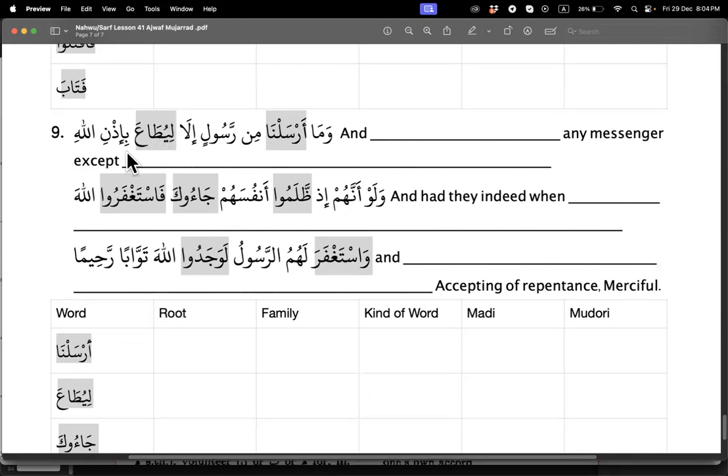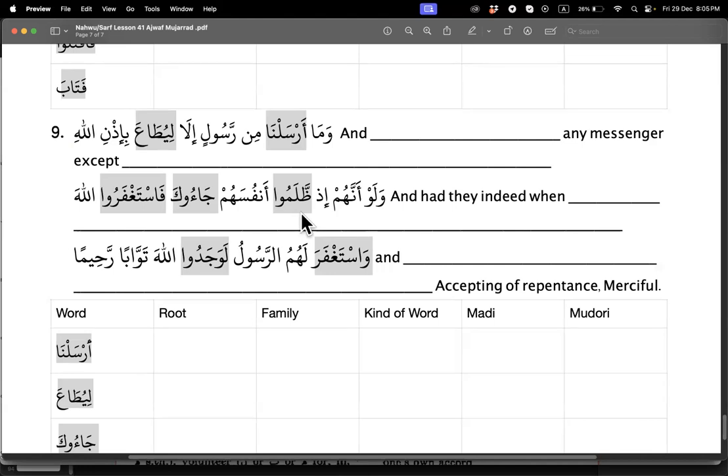Okay, and then biiznillah. Bi is a jar, iznillah is majrur, with iznillah as mudaf ilaih. And then this complete phrase is muta'alliq to the fi'il yuta'a. Yes, exactly. Okay, to be obeyed with the permission of Allah. Good. Next one here, annahum. Okay, never mind, forget about that. Zalamu.